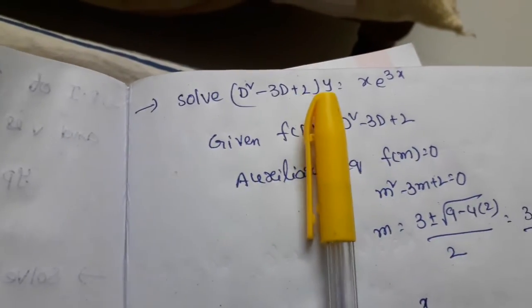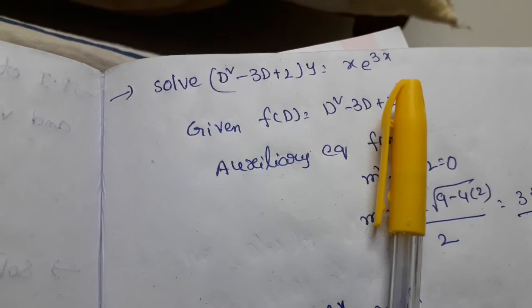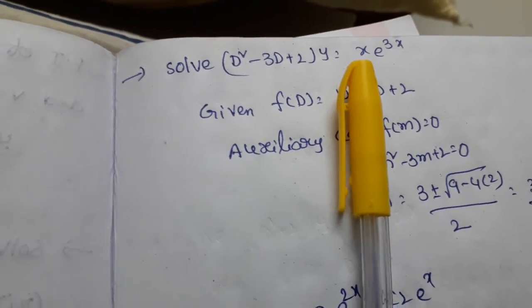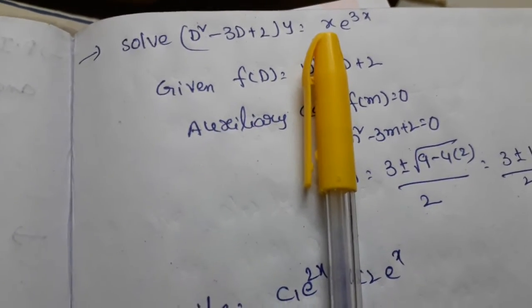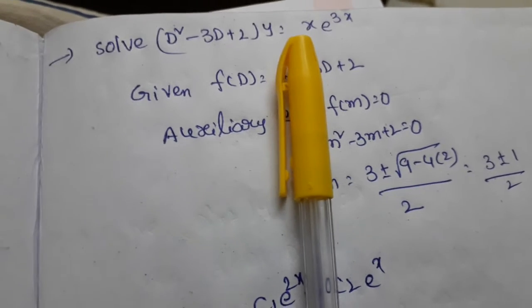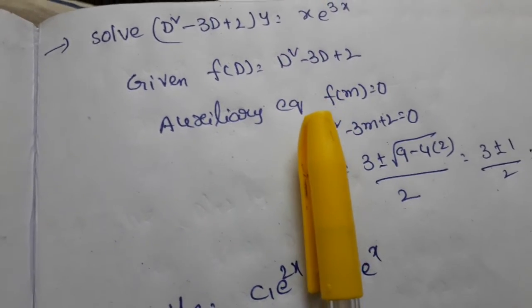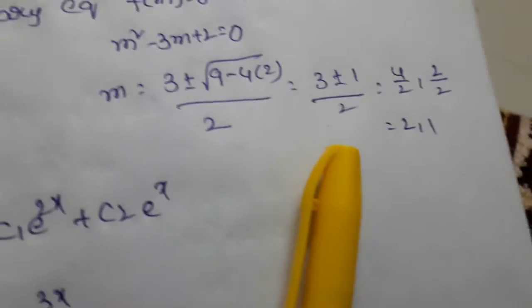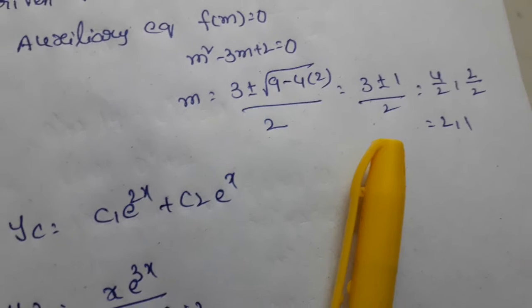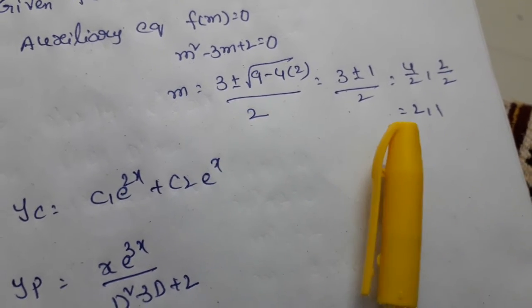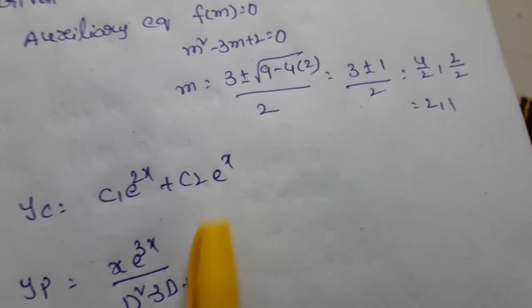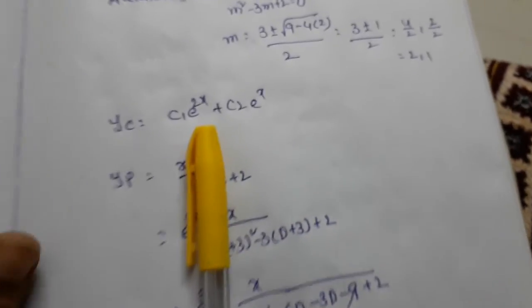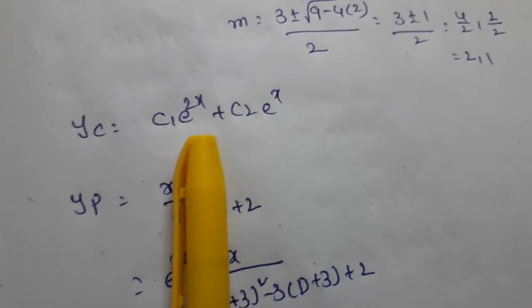D square minus 3d plus 2 of y is equal to x into e power 3x. Before, the problems were sin x and cos x like that. Here we are doing the polynomial x. So auxiliary equation f of m is equal to 0, m square minus 3m plus 2. We can find the roots by using the factors or minus b plus or minus root of b square minus 4ac. In both the methods we will get the same answer, 2 and 1. So 2 and 1 are real and different. So yc is equal to c1 e power 2x plus c2 e power x.